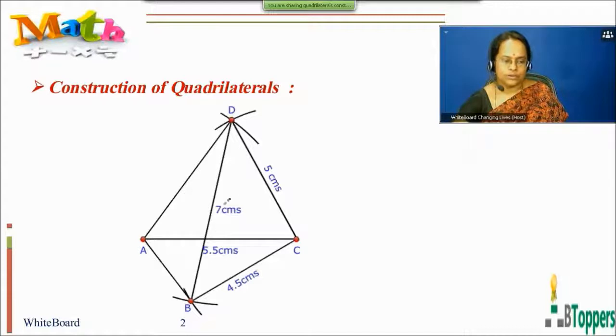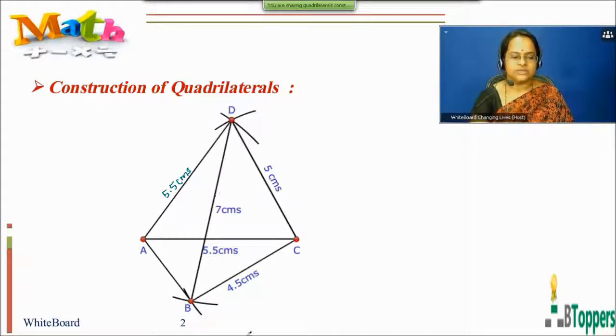Now, these are the 4 measurements, and this is the 5th measurement, 5.5 centimeters. Right? Now, this rough sketch over here is not accurate as per the measurements given. Now, why do we require a rough sketch? It is only to have an idea which type of measurements are there, which line lies where, and where the vertices lie. Just to have an idea of it, we have the rough sketch.